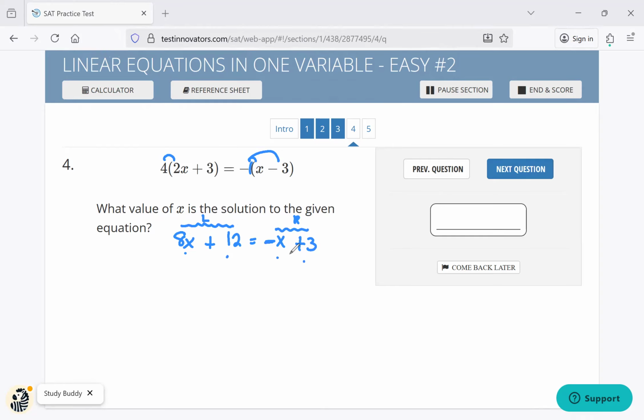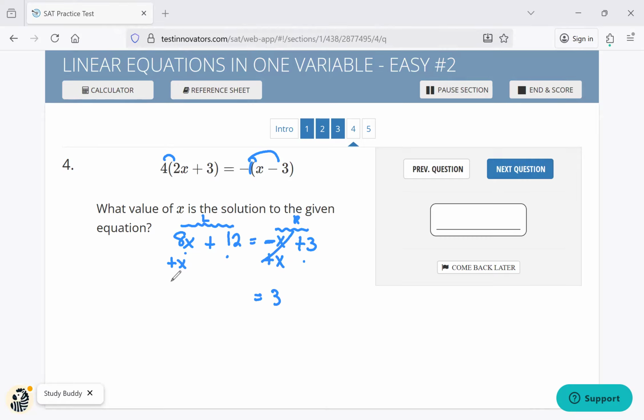So now what you want to do is move things around. It doesn't matter what you do first. You can get all the letters on one side first and then get all the constants. It doesn't matter. So what I'm going to do is get all the x's on one side. So I'm going to add x to both sides.